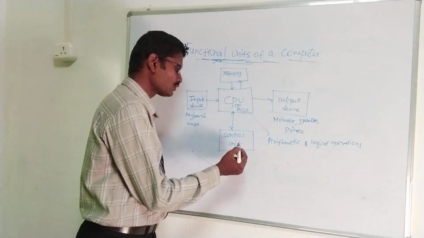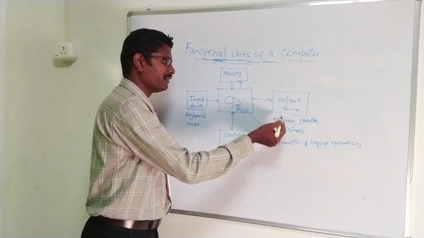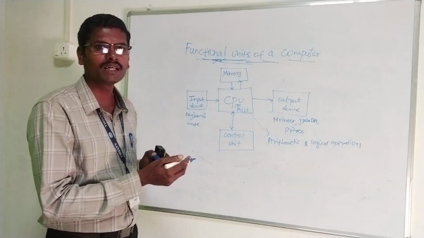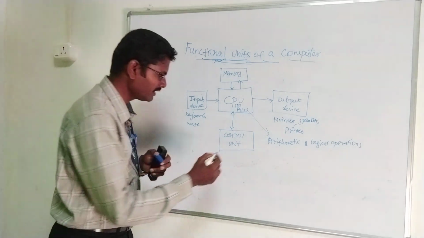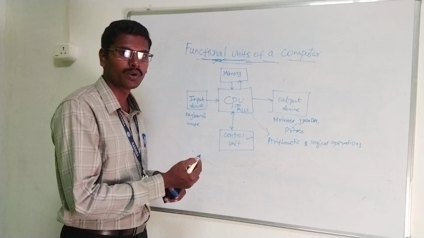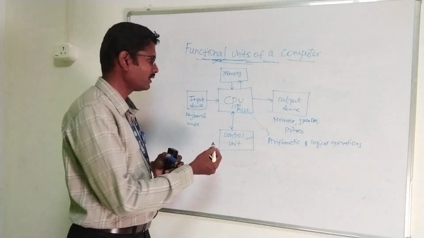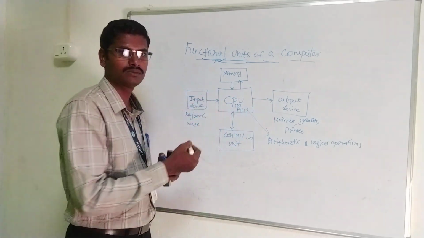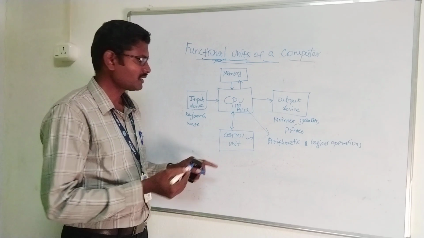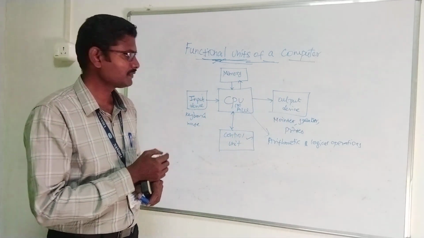Next, to control all the input devices, CPU, output devices, as well as memory, we need a control device called a control unit, right? The control unit will look after all the processes taken by all the devices, right? So the control unit is responsible for the control of all the devices, right?